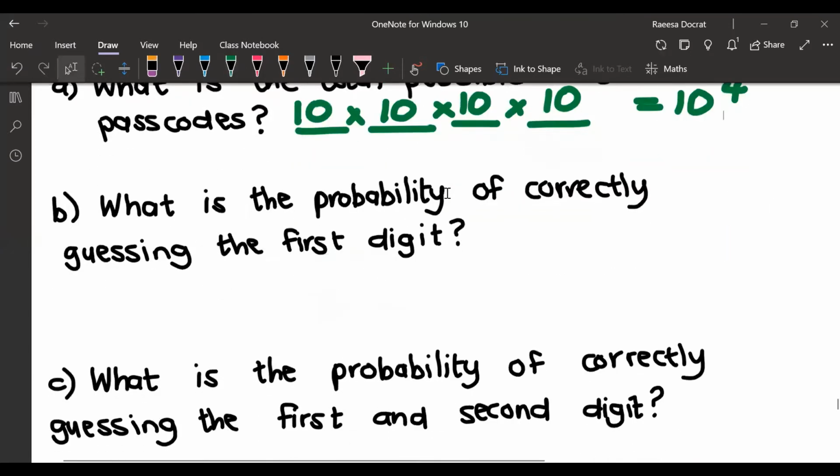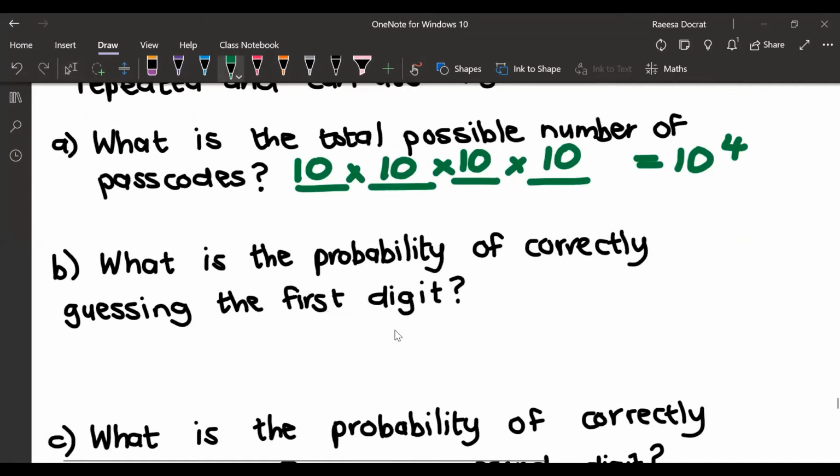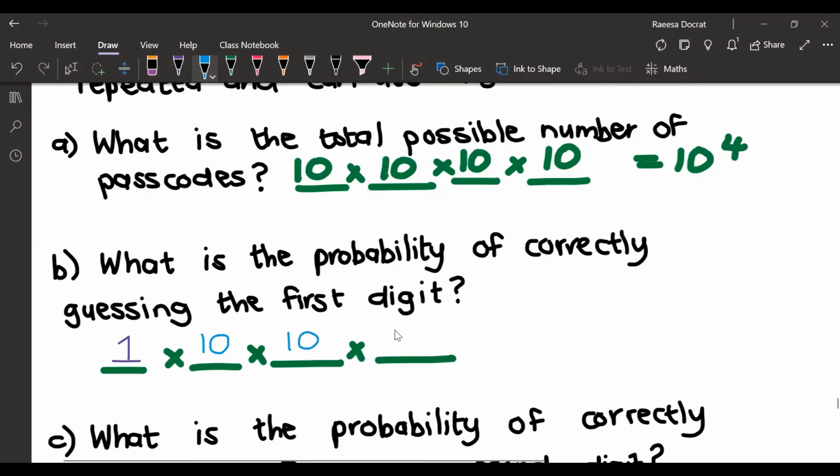Then it says, what is the probability of correctly guessing the first digit? So again, we're starting with the 4 digits. For the first digit, there's only one that's correct, so the number of options for that one is 1. We can then guess any other one for the next 3 digits because we only want to get the first one correct. So that gives 10 to the power of 3.